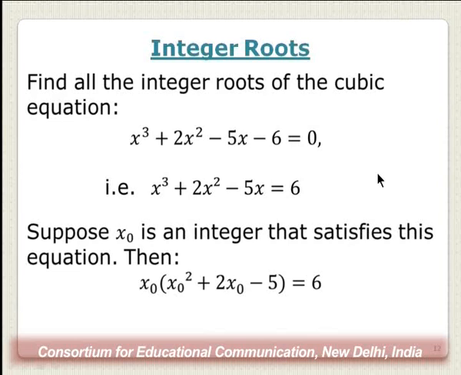Now, this is the same thing as saying x cubed plus 2x squared minus 5x is equal to 6. Let us suppose that our integer that satisfies this equation, the integer root, is represented by x naught, x sub 0. Then it must be true that x naught satisfies this equation, right? After taking x common on the left hand side, my equation becomes x naught times (x naught squared plus 2x naught minus 5) is equal to 6.